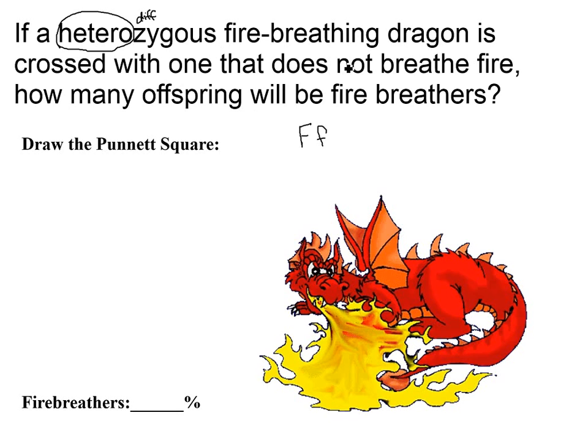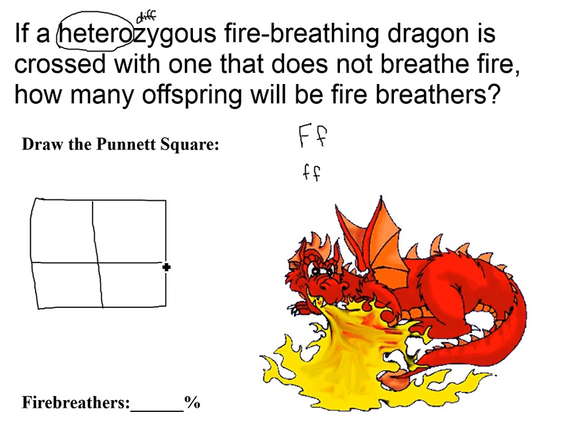And it's crossed with one that does not breathe fire, and the only possible combination, we just saw that in the last slide, is lowercase, lowercase. So those are the two dragons we're going to cross. And it says to draw the Punnett square. And this is clearly why I am not an art teacher. Okay. I'm going to take one, capital and lower, cross it with lower and lower.